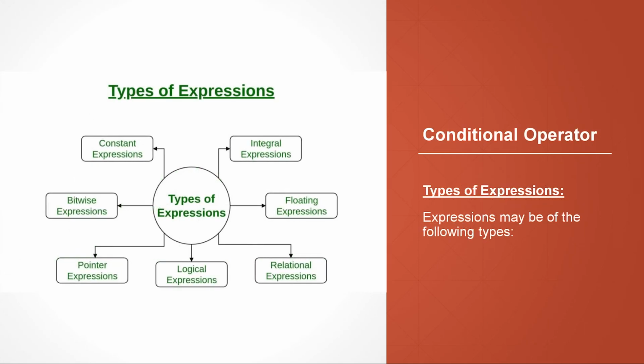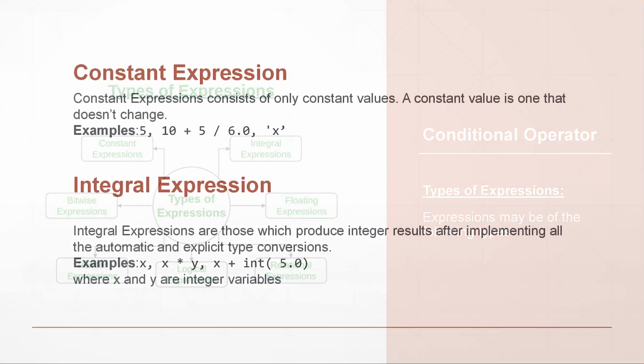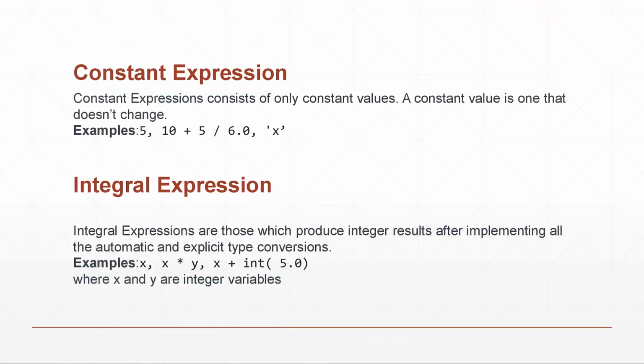There are many types of expression: constant expression, integral expression, floating expression, logical expression, pointer expression, bitwise expression, and relational expression. Constant expression, these consist of only constant values. A constant value is one that doesn't change. Example 5, 10 plus 5, 6.0, or 'x'.